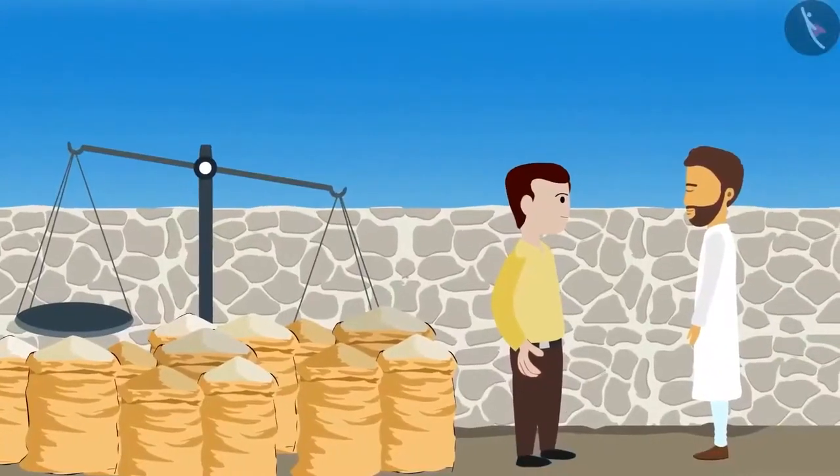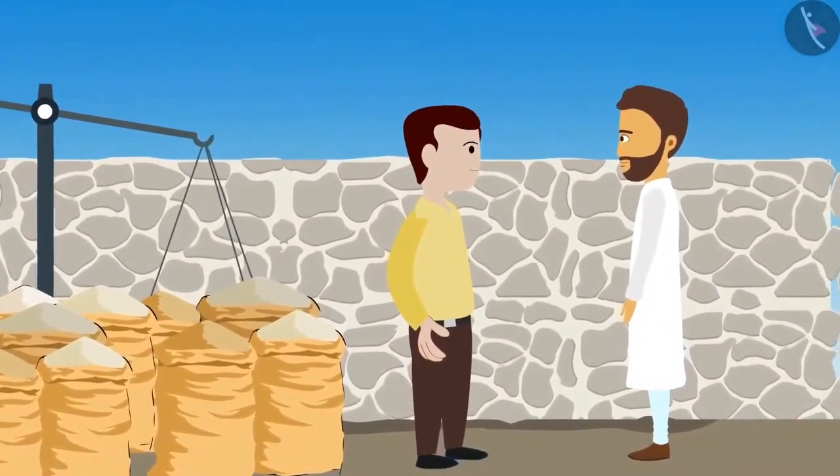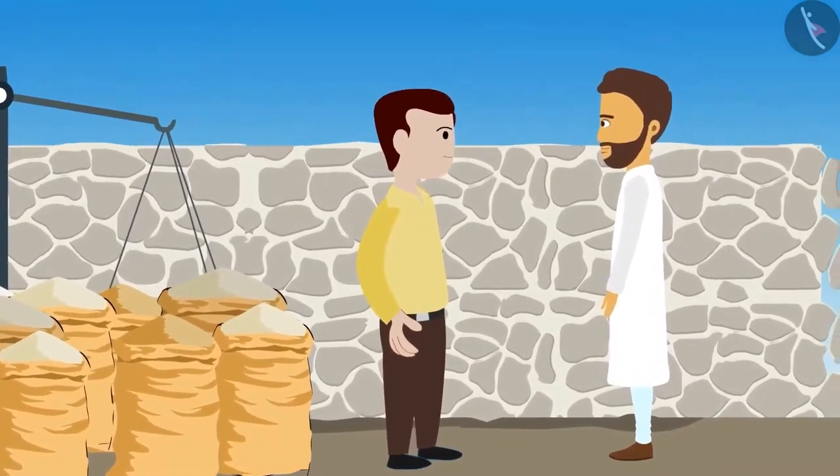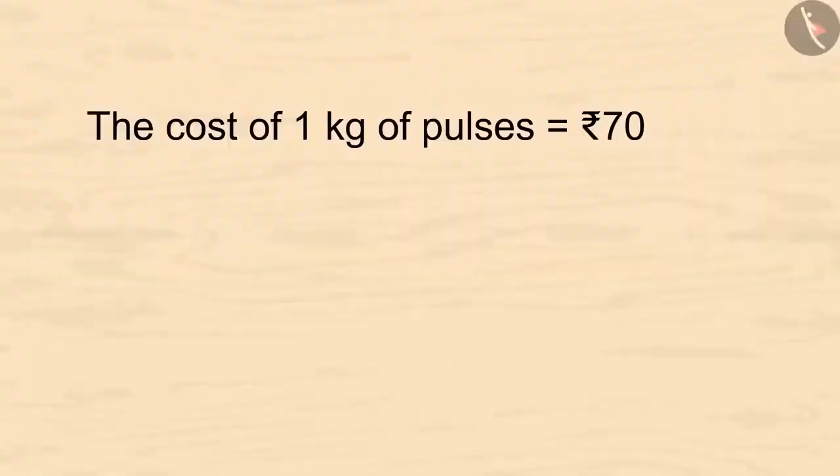Look, Kareem is going to the market to sell his pulses. The shopkeeper gives him 1,40,000 rupees. Kareem is very happy. Kids, if the selling price of 1 kg of pulses is 70 rupees, then how many kgs of pulses did Kareem sell?